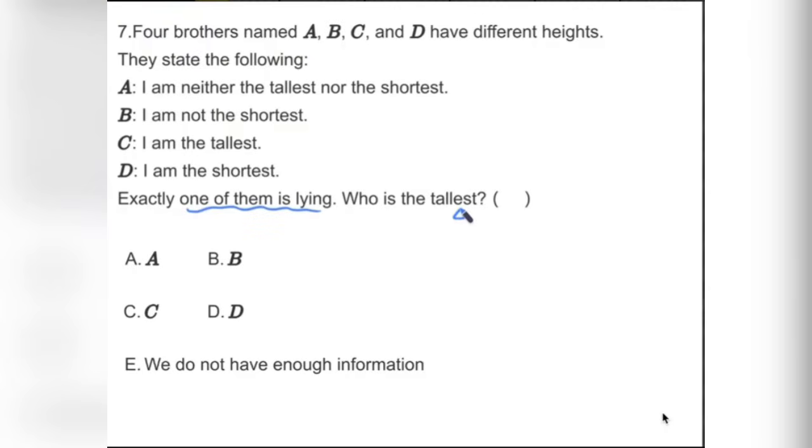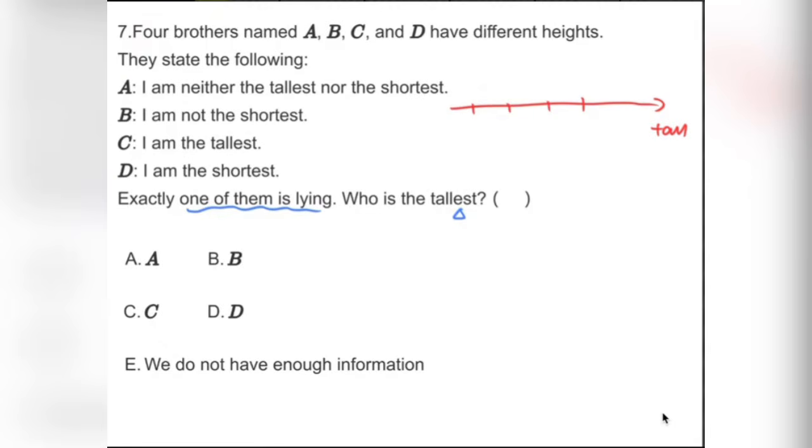Who is the tallest? Okay, so here, let's assume one by one. Altogether, you will see that there are 4 people. And then, if A is lying, let's have a look. If A is lying, I am not the tallest or the shortest. So if A is lying, that means A should be the tallest or the shortest, right? But then think about it. If A is the tallest, then he will be conflicted with C. Cannot. If A is the shortest, then A will be conflicted with D. Also cannot. So actually you see that A cannot be the liar.